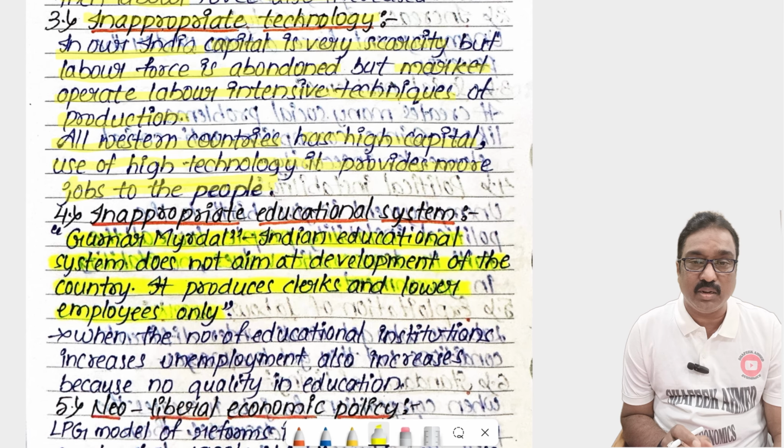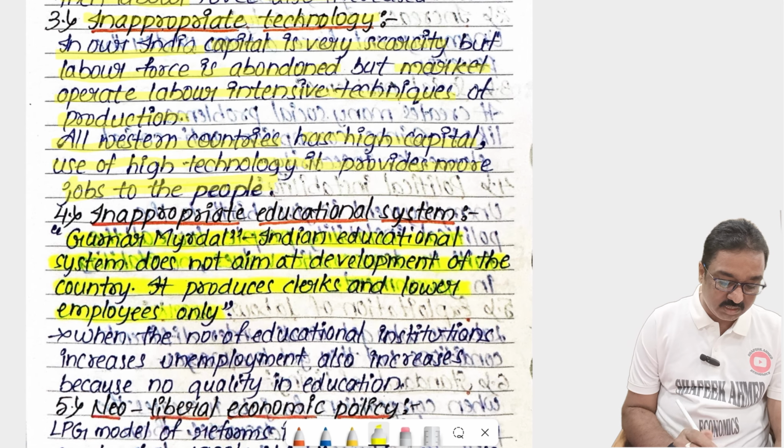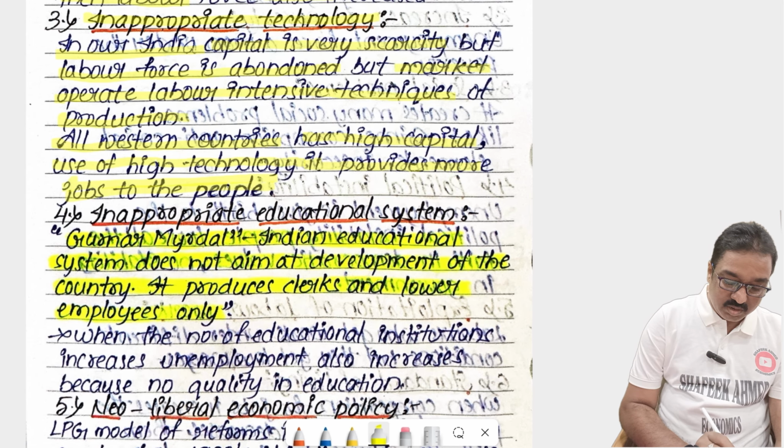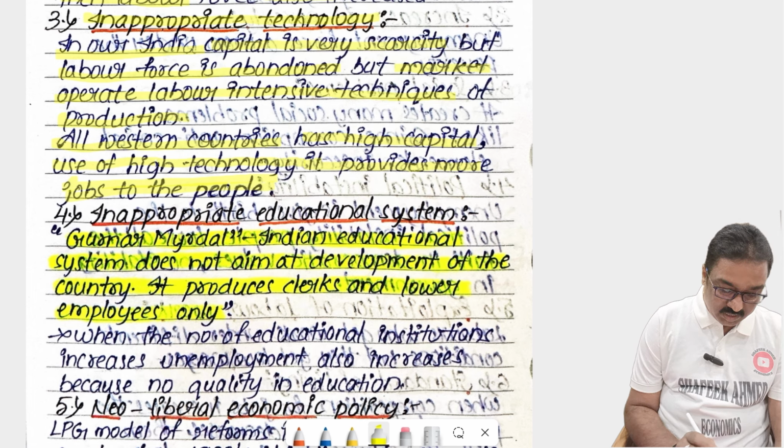But even now in our India, labor-intensive techniques are being used. So in total, the industries, instead of technology, are using labor. It's not creating more job opportunities for the unemployed people. This is also called inappropriate technology.